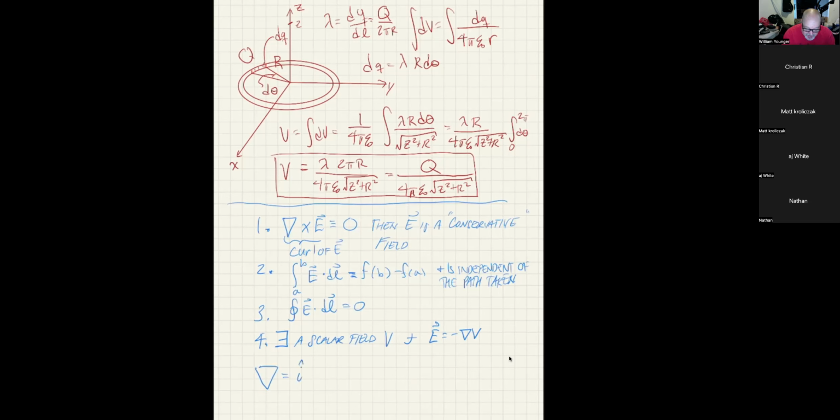So it's i hat times the partial with respect to x, and then nothing. There's literally nothing. So whatever you put to the right of this, that derivative with respect to x is going to act on. And then you have a plus symbol, j hat partial with respect to y. Again, nothing next to it. And then you have a plus k hat partial with respect to z. Now that's just it in the Cartesian coordinate system.